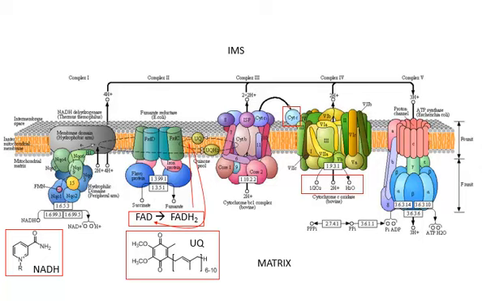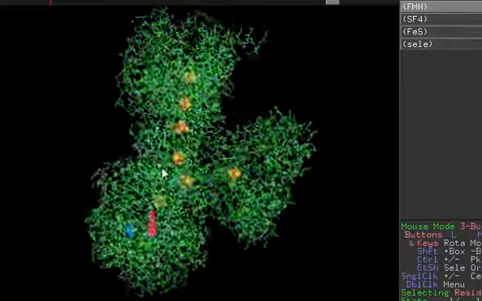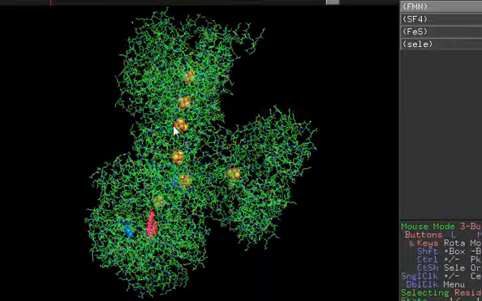I'd like to briefly show what complex 1 looks like. It's a complicated membrane protein with a membrane domain and this domain that's obviously poking into the matrix of the mitochondria. This is the matrix domain of complex 1. What you can see in here is a series of iron sulfur clusters. I can turn them on and off, or illustrate them in space fill. And then there's also a flavin molecule, which is shown in red.